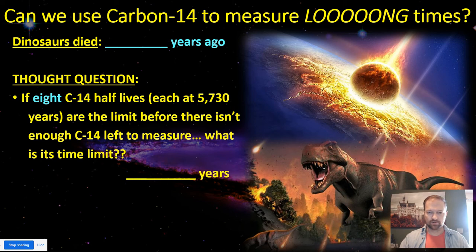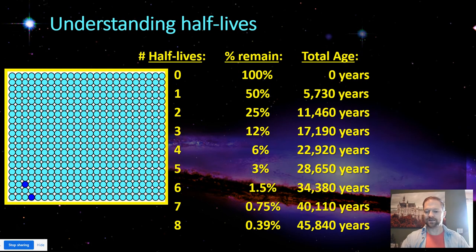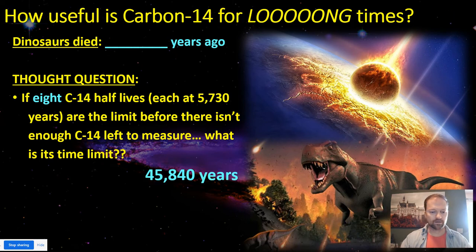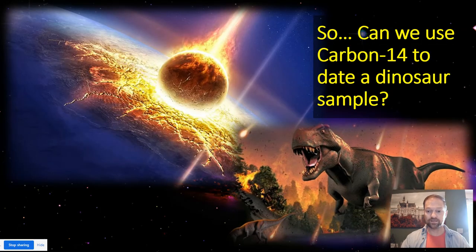We can't use carbon-14 because carbon-14 isn't a good enough clock. So if 8 half-lives, 45,840 years, is about the limit of carbon-14, can we measure a dinosaur? 45,840 is the limit. Can we really use carbon-14 to date a dinosaur sample? I would suggest to you it's impossible.